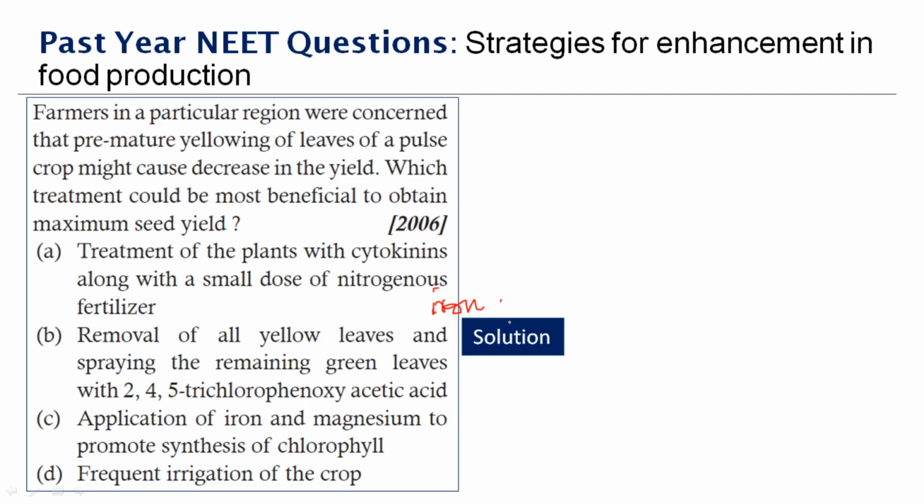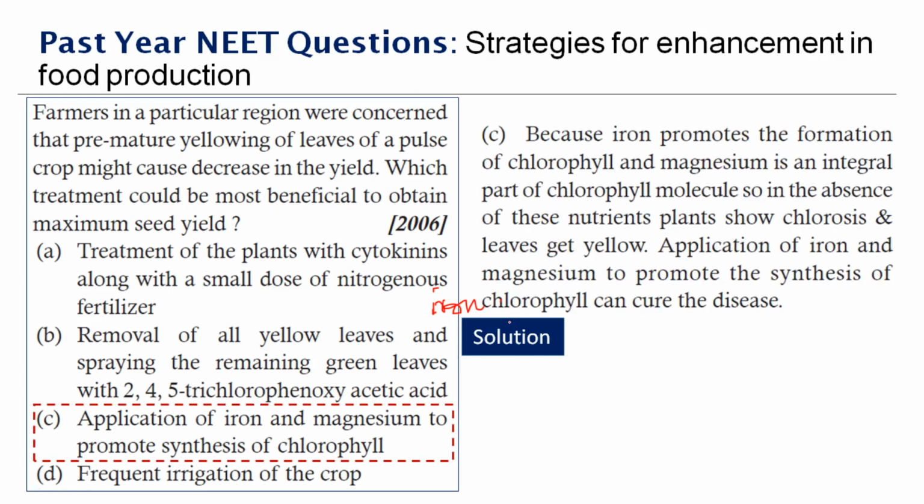No. See, as I said, application of iron is required. Yellowing of leaves is because the chlorophyll content is absent there. So when you're given iron, which is required for the chlorophyll, iron and magnesium are the main source that is required. Therefore, application of iron and magnesium to promote synthesis of chlorophyll will lead to the absence of the yellowing of leaves. Therefore, the right answer to this question is option C.